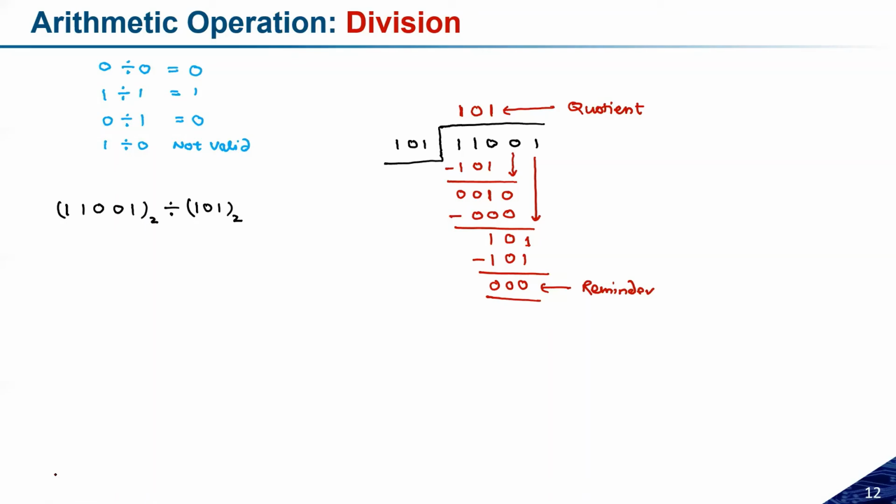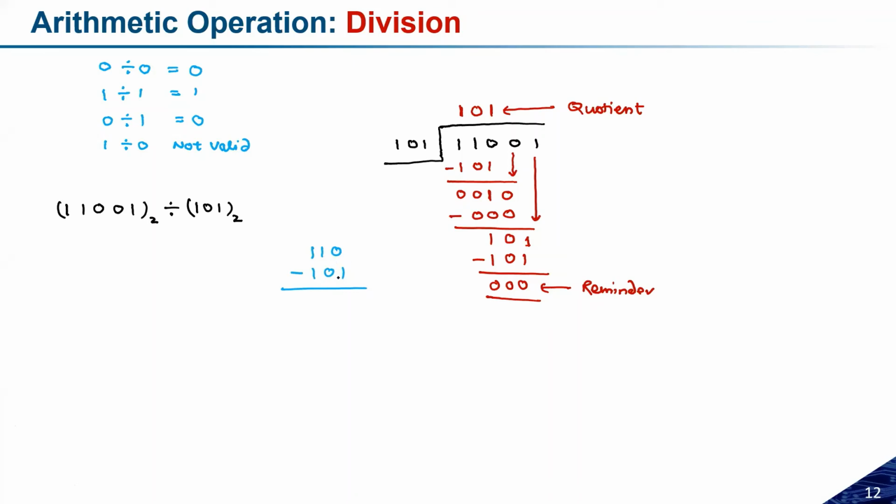Excuse me, sir. Yeah, please. Sir, can you explain the first subtraction? First one, yeah, let me repeat it again. If you see, the first subtraction looks like this: 1 1 0 and 1 0 1. Now let us see here.